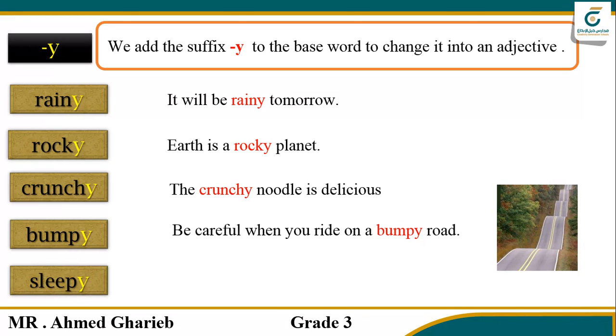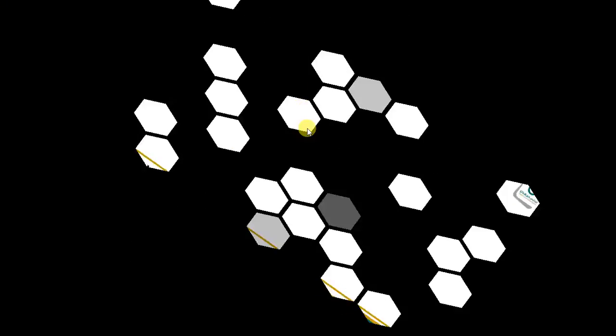Sleepy. Sleep is a noun. If we add y, it changes a noun into an adjective. And sleepy means tired and wanting to sleep because you are tired. At the end of the day, mom feels sleepy, feels wanting to sleep because she is tired. Okay, so again, the y is a suffix. We add it to the base word to give us a new word which will be an adjective. Let's see what's the next suffix.